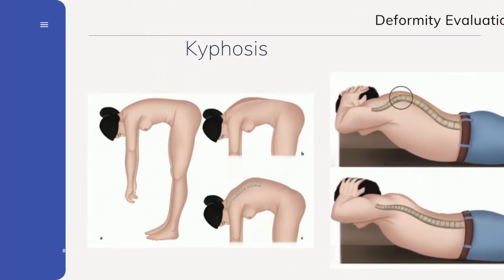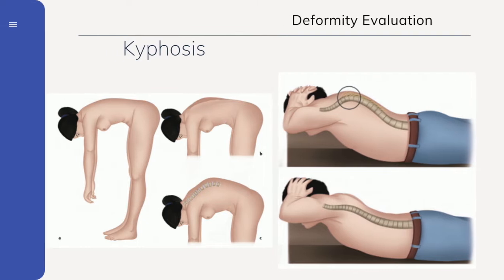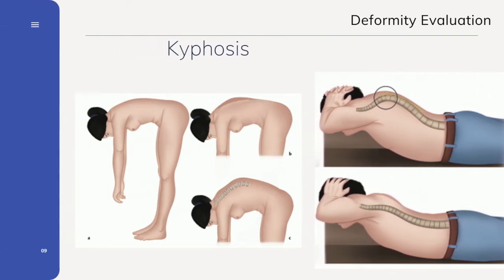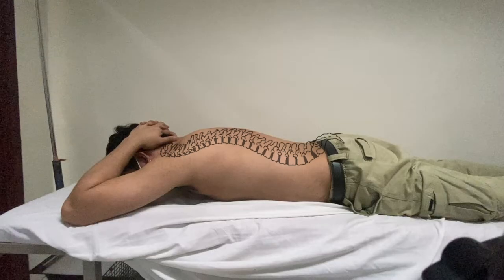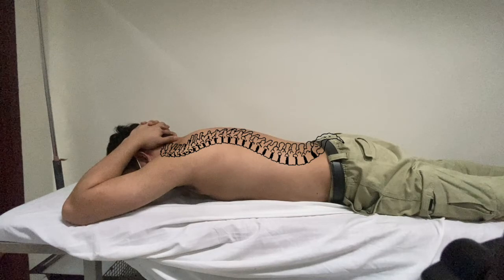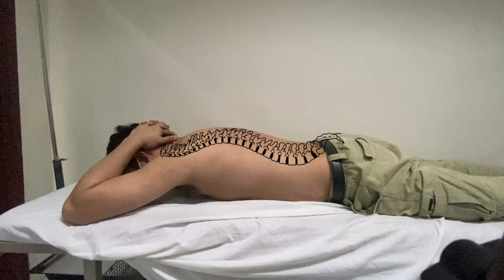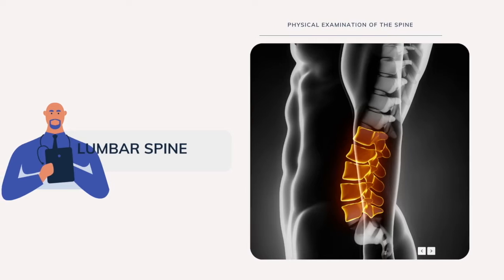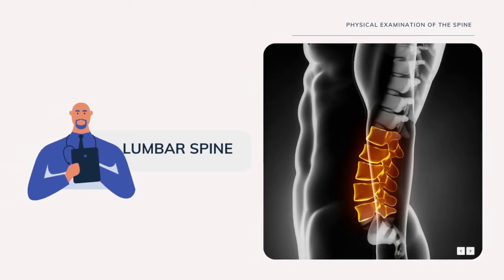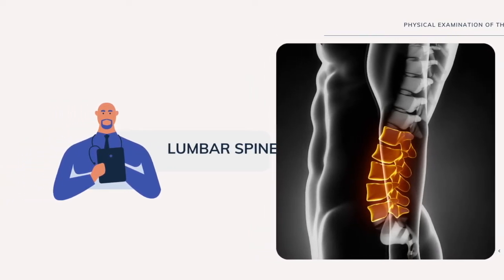Assessing the flexibility of the thoracic kyphosis will help determine the intervention needed to correct the forward curvature. This can be done by having the patient lie in a prone position on an exam table. The lumbar spine is assessed in the same manner as the other segments.